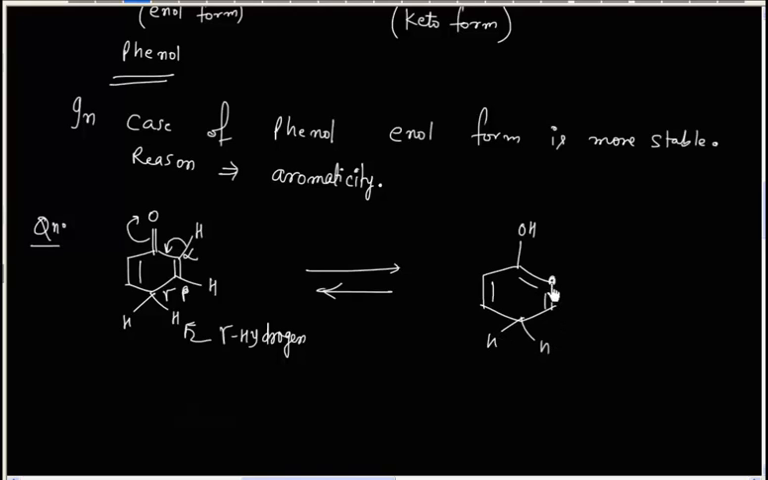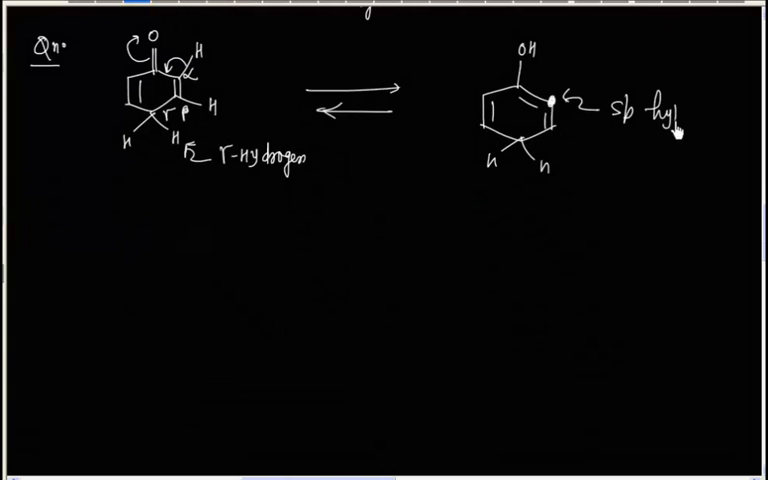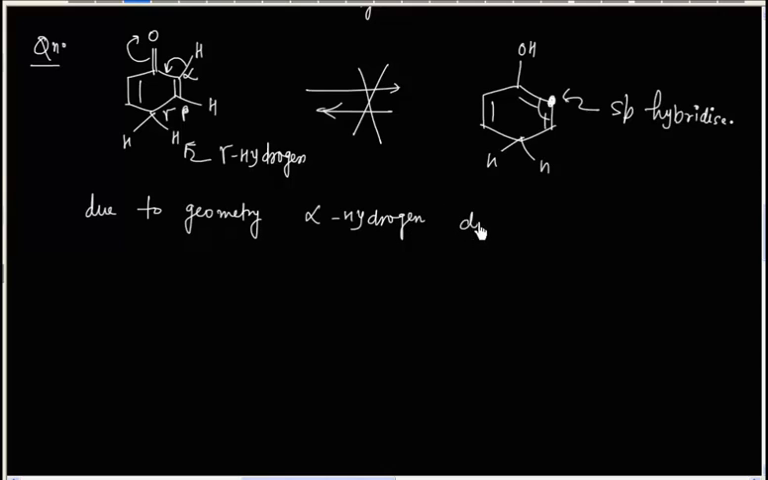so this carbon becomes sp hybridized. Sp hybridized means angle is 180 degree, but this angle is 120 degree. So geometry does not allow an angle of 180 degree. So this tautomerism is not possible. So due to geometry, we can say alpha hydrogen does not participate in tautomerism.